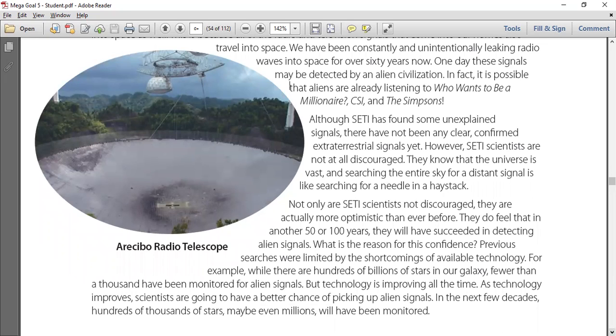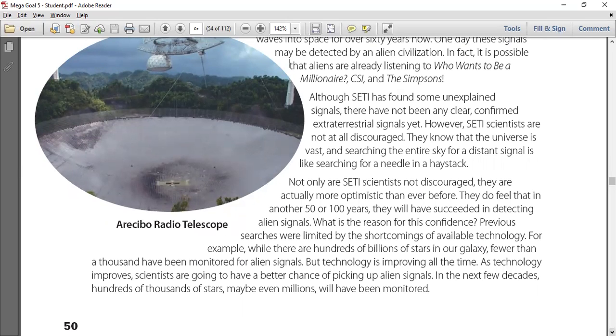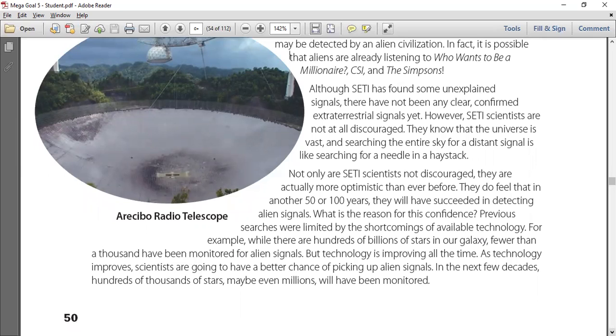However, SETI scientists are not at all discouraged. They know that the universe is vast, and searching the entire sky for a distant signal is like searching for a needle in a haystack. Not only are SETI scientists not discouraged, they are actually more optimistic than ever before. They do feel that in another 50 or 100 years, they will have succeeded in detecting alien signals.